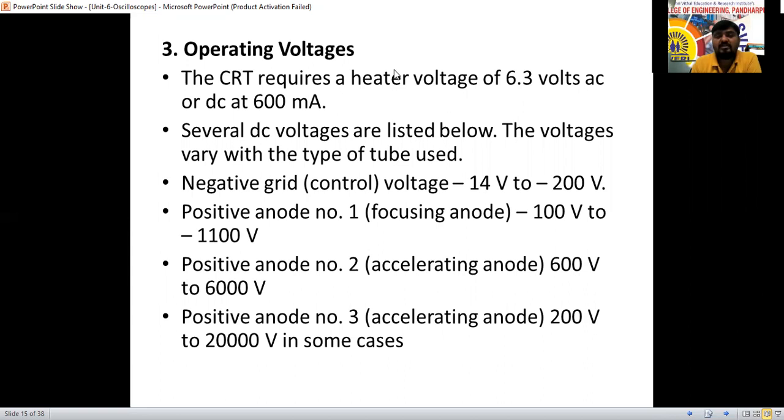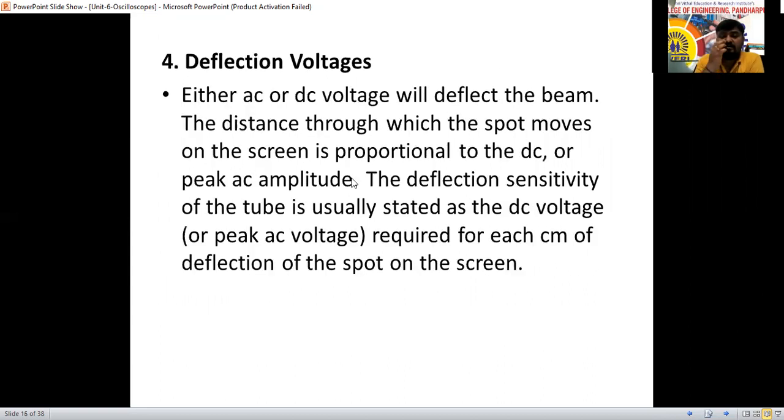The deflecting voltages are different. Whatever the electron beams are there, to deflect them onto the screen, either AC or DC voltage is required. We'll deflect the beam here now.